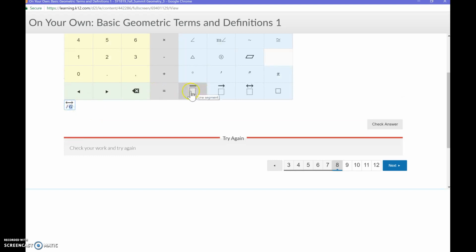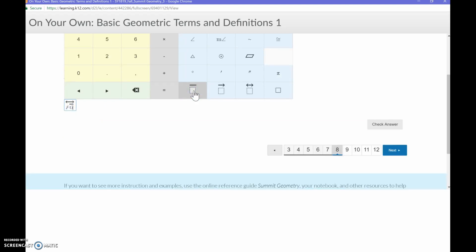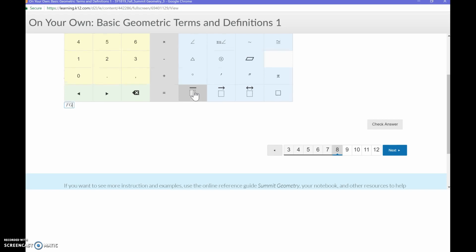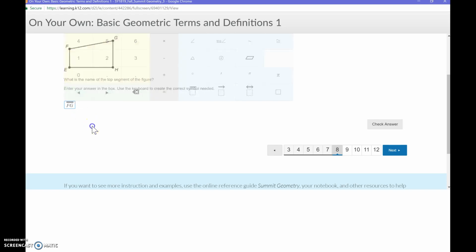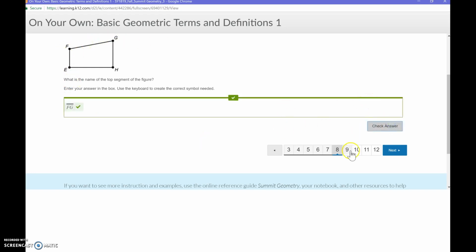There we go. So let's change this to a line segment. We have to delete. There we go. Line segment. That doesn't look right. All right, there we go. Now, FG. Oh, too many G's. Now this looks correct. This line ends at 2 points because it says segments. It's the top one, which is F and G. Let's check now. Great job.